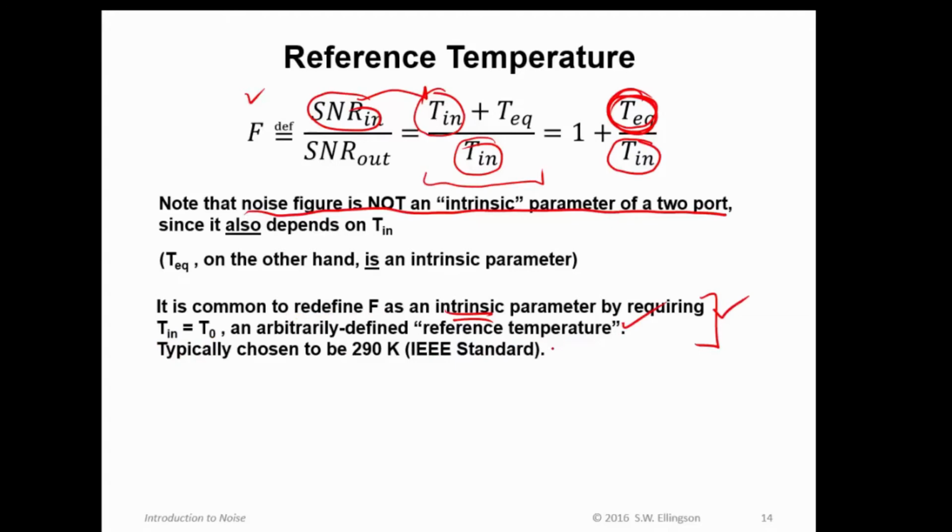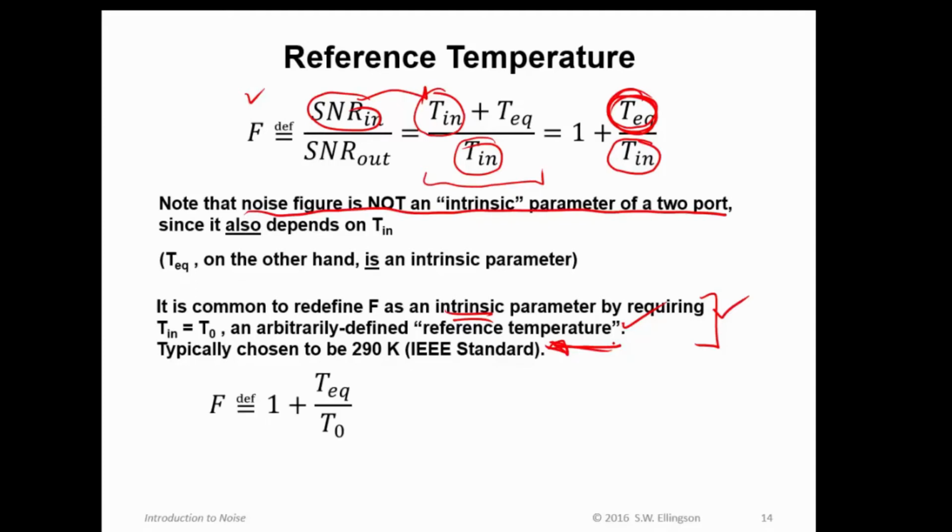Reference temperature is almost always defined to be 290 Kelvin. That is the IEEE standard. But again, it could be defined to be any value. It could also be defined to be the physical temperature. It could be defined to be absolute zero. There are many ways to define the reference temperature, but the vast majority of the time it's defined to be 290 K. There's no wrong answer here, but 290 K is the most commonly used reference temperature.